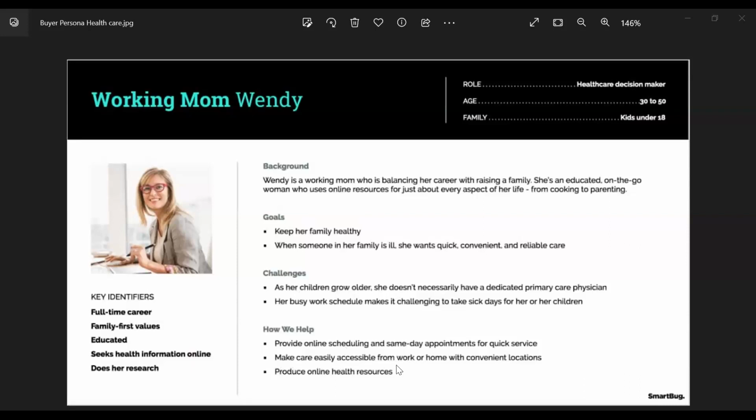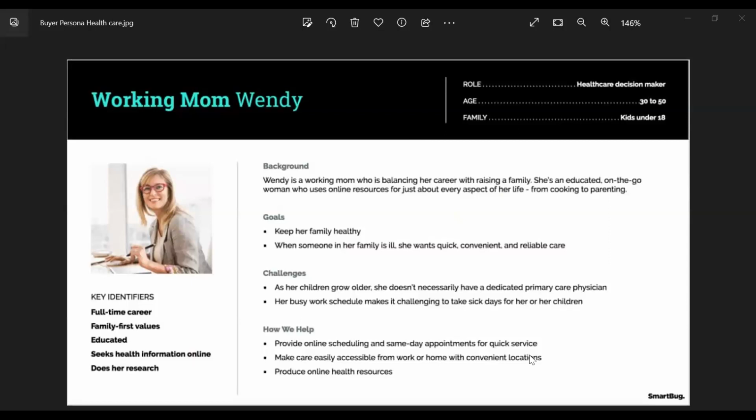Secondly, they make care easily accessible from work or home with convenient locations. Thirdly, they produce online health resources. Now, she's a busy mom. She doesn't have time. She also doesn't have a dedicated primary care physician. That means no particular doctor or hospital or kids' healthcare is able to take care of her kids. So she needs something that is going to be easily accessible to her from work or home.